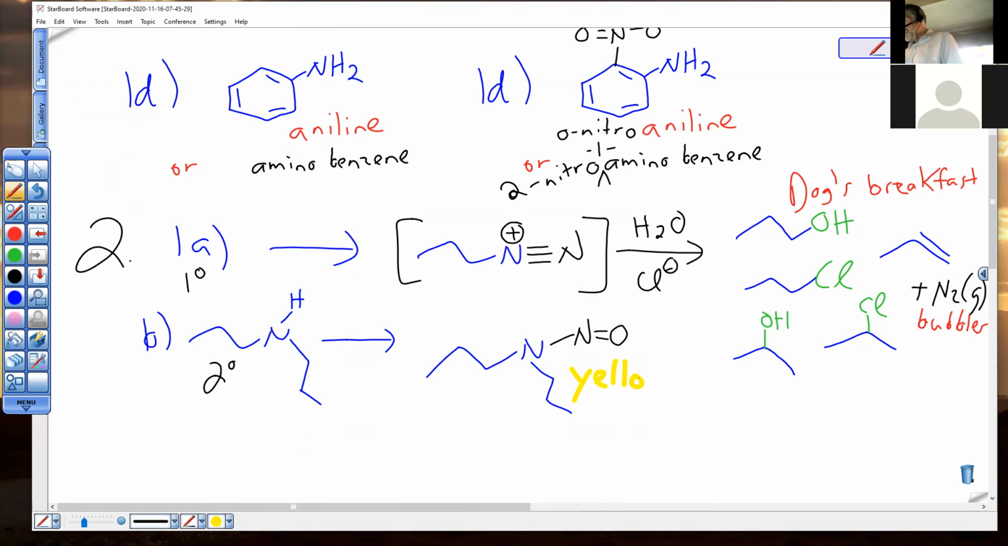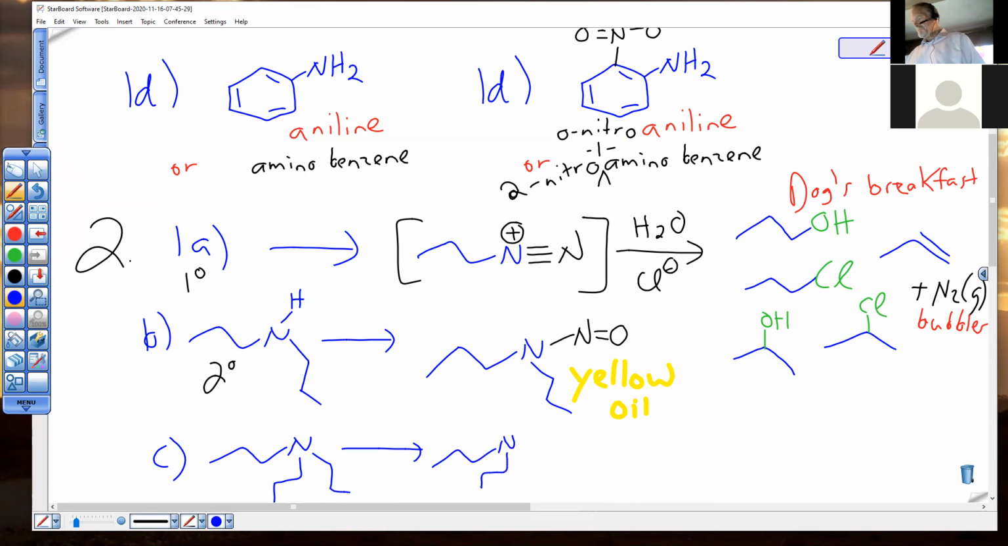That's what happens to the secondary amines. And not good for you either. And C, you can't even make a bond to nitrogen on this one. You just get the conjugate acid when it reacts with HCl. And it dissolves.